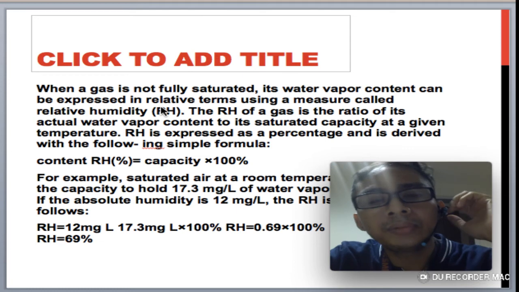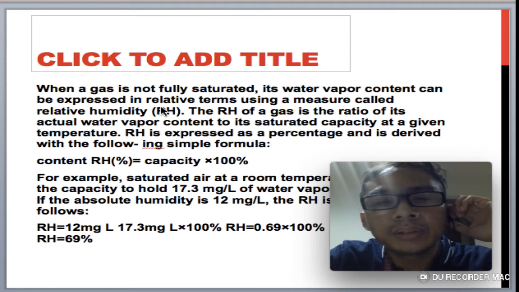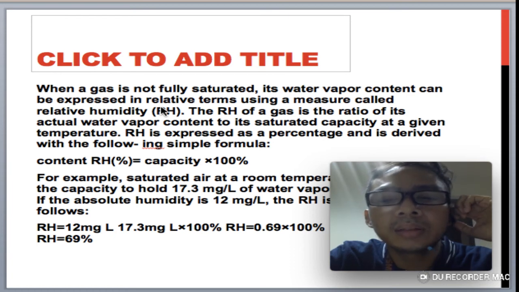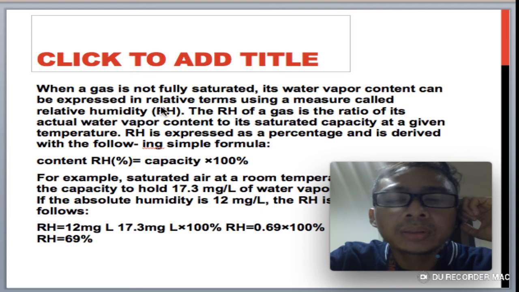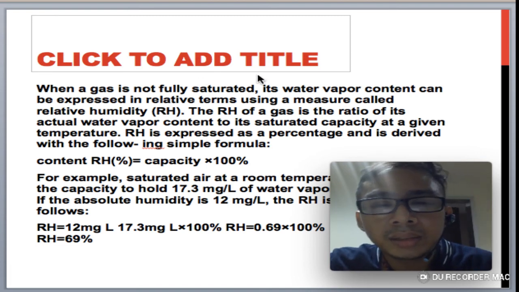When gas is not fully saturated, its water vapor content can be expressed in relative terms using a measure called relative humidity, or RH. The relative humidity of a gas is the ratio of its actual water vapor content to its saturation capacity at a given temperature, expressed as a percentage, derived with the following simple formula. Relative humidity in percentage is equal to the content divided by the capacity times 100%. That's the equation.